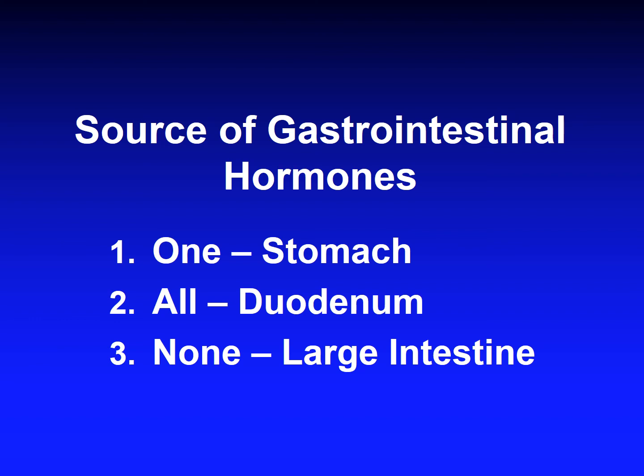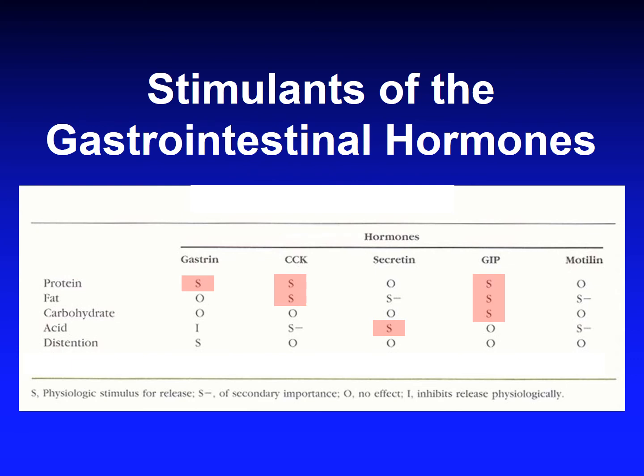So, what do they do? This is again a simplified table of the different stimulants of gastrointestinal hormones, the 5 gastrointestinal hormones that we've mentioned, the type of food that stimulates the specialized cells to secrete the 5 different gastrointestinal hormones. Gastrin is stimulated by protein. CCK is stimulated by protein and fat.